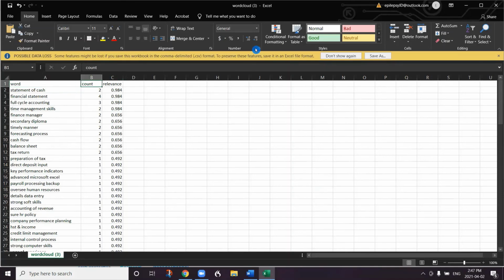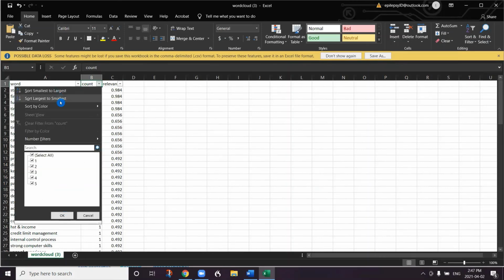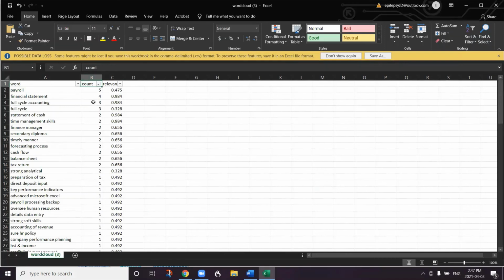Now, what I like to do with this is we can go over to filter and insert filters on here, and then you can go through and click largest to smallest. And now this gives you a list of the different words that are being used. So anything here on this list for the first couple absolutely should be on your resume. If you see it more than once, it absolutely should be on there.